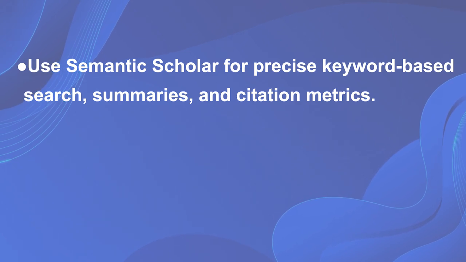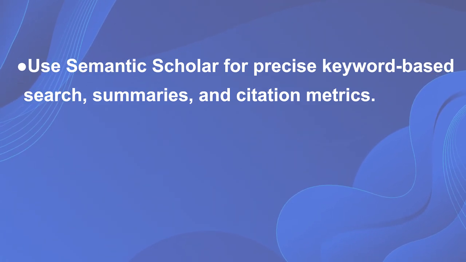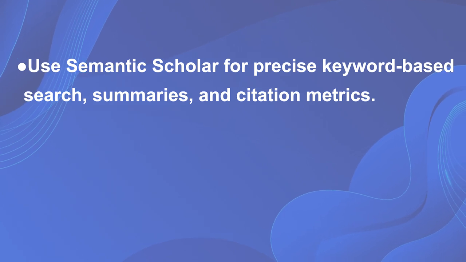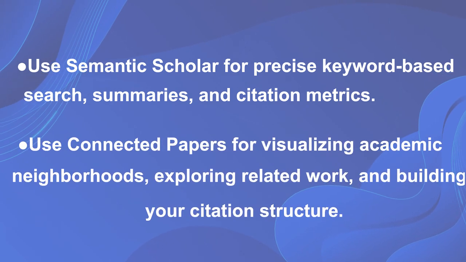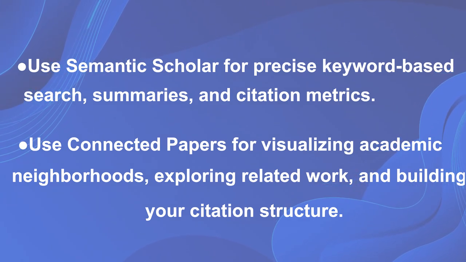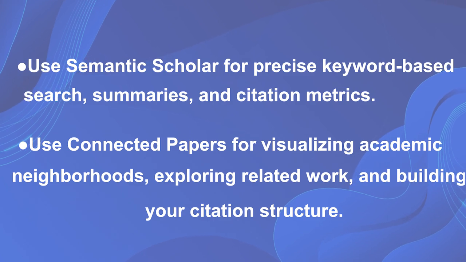To summarize, use Semantic Scholar for precise keyword-based search, summaries, and citation metrics. Use Connected Papers for visualizing academic neighborhoods, exploring the related work, and building your citation structure. These two tools together give you speed, accuracy, and structure, the 3 pillars of a successful literature review.